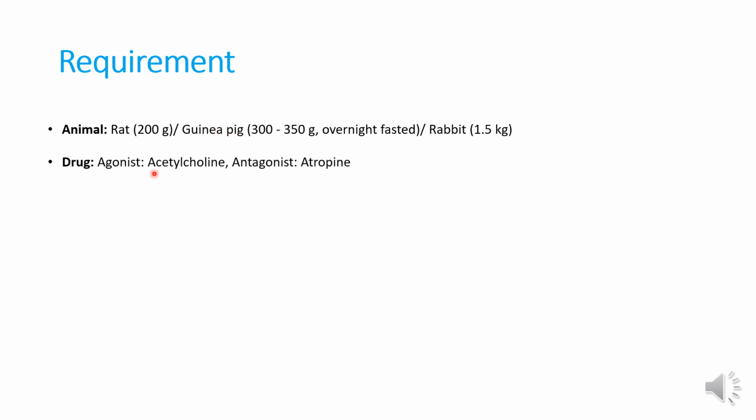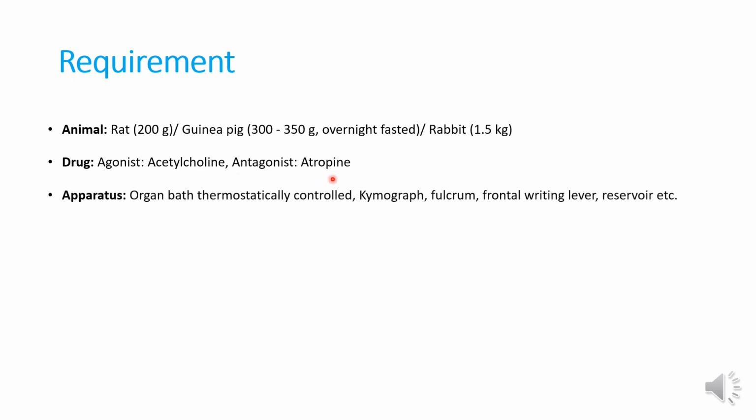Now we'll see the requirements. We require an animal; we will take either rat, guinea pig or rabbit. Drug: we use the agonist acetylcholine and the antagonist atropine. Then apparatus: organ bath, thermostatically controlled, kymograph, fulcrum, frontal writing lever, reservoir. Physiological solution: we use Tyrode solution.